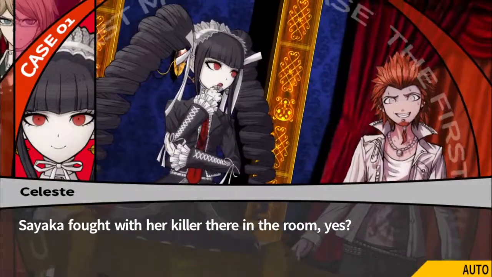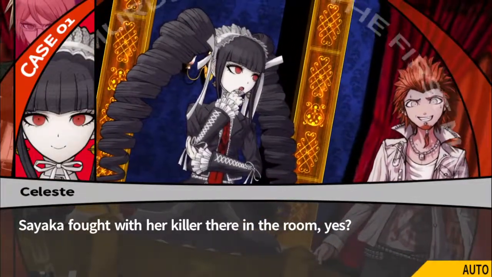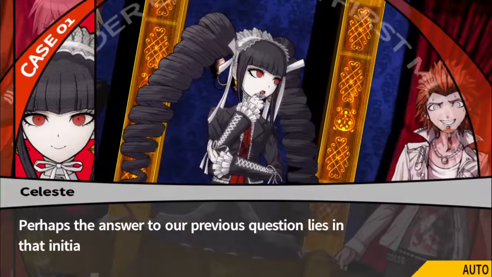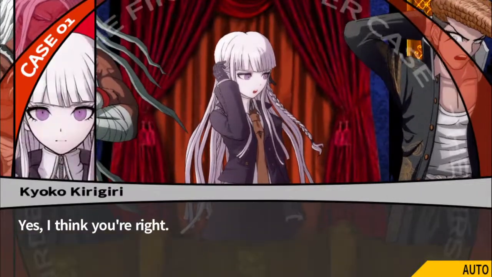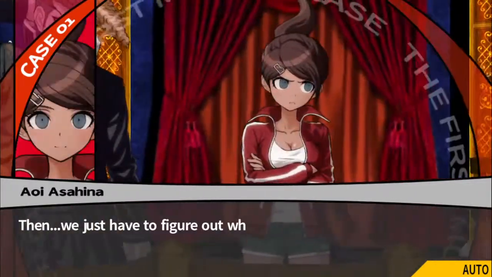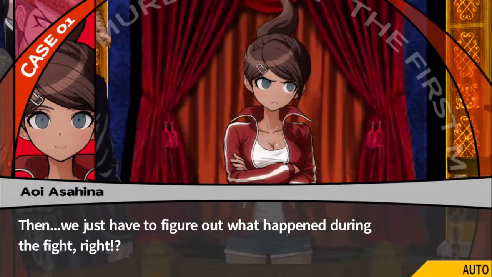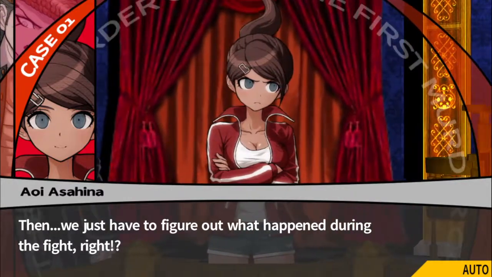Sayaka fought with her killer there in the room, yes? Perhaps the answer to our previous question lies in that initial struggle. Yes, I think you're right. Then... we just have to figure out what happened during the fight, right?